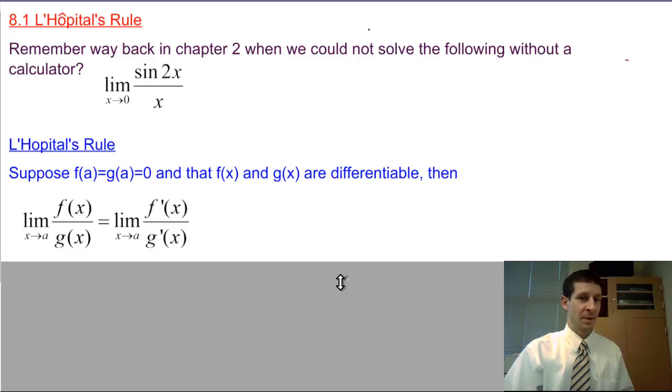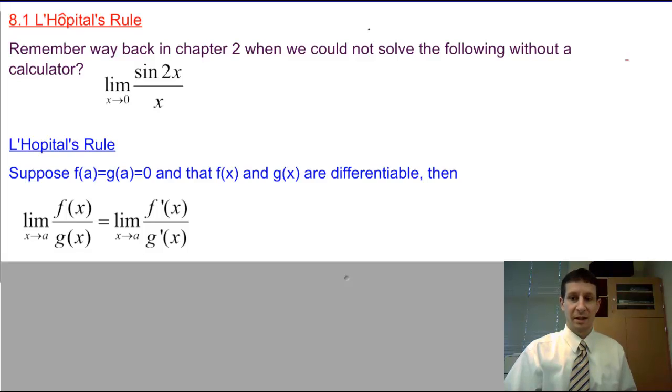What this notation says is if we have this original situation, when we attempt to sub an a in, we end up with 0 over 0, then we could instead solve the problem and get exactly the same answer by doing a different limit. This limit would still be as x approaches a, but we can just take the derivative of the upper function and separately the derivative of the lower function and attempt to find the limit again. It looks confusing when we first look at it, but you're going to see when we do our first example that it really is pretty straightforward.